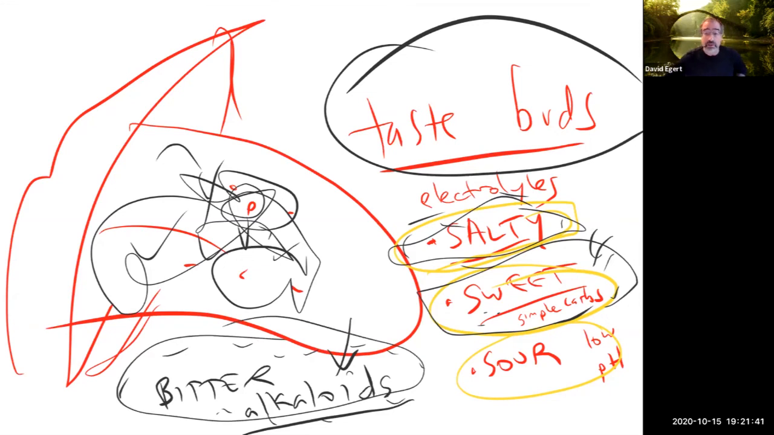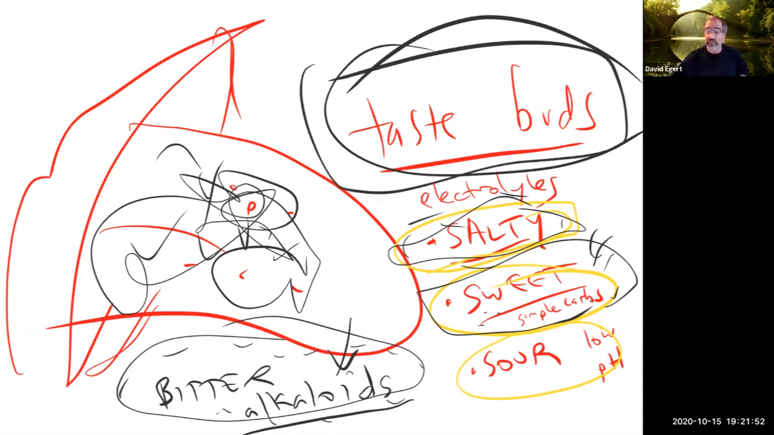Alkaloids, bitter. I better pay attention here. There's something here that might or might not be okay for me. So, taste buds are just a way of chemically analyzing your food on these first approximations to see, is it something that I need to bring in, some salts, some carbs for energy, things I need to watch out for. So does that make sense?